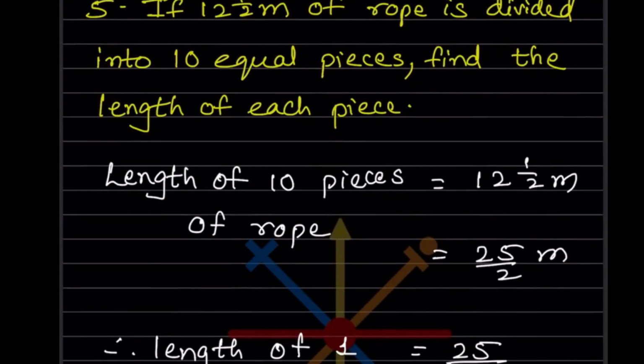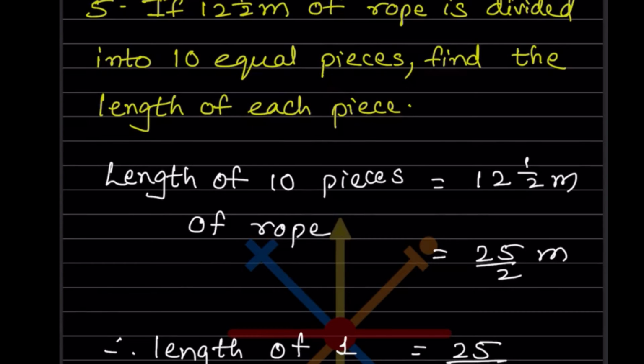If 12 integers 1 by 2 meter of rope is divided into 10 equal parts, find the length of each piece. So they said this is divided into 10 equal pieces. So we can say the length of 10 pieces of rope is 12 integers 1 by 2. This is a mixed fraction, we can make it improper. You know how to make it improper: multiply 12 by 2, 24 plus 1, that will be 25 by 2 meter.